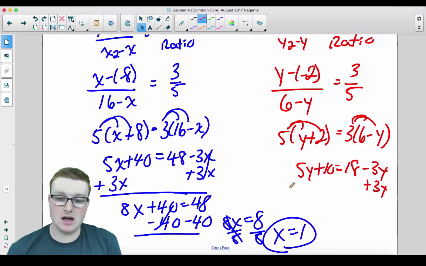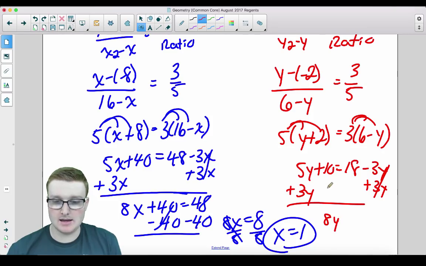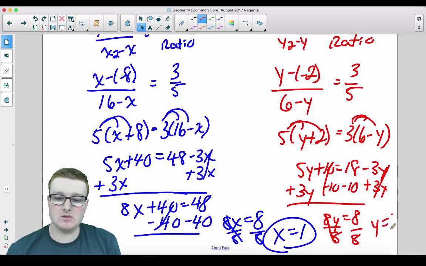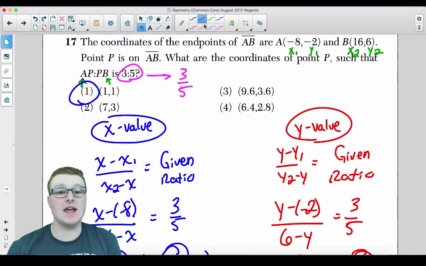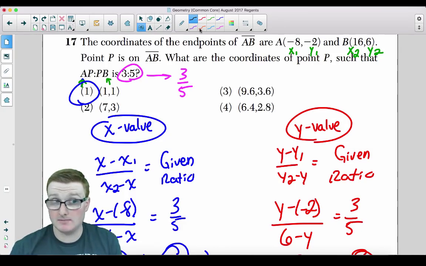Add the 3y on both sides. We get 8y. We're going to subtract that 10 too. We get, is that 8 as well? Yes, it is. Divide by 8 on both sides. And we get y equals the number 1 once again. And your answer is still choice 1.